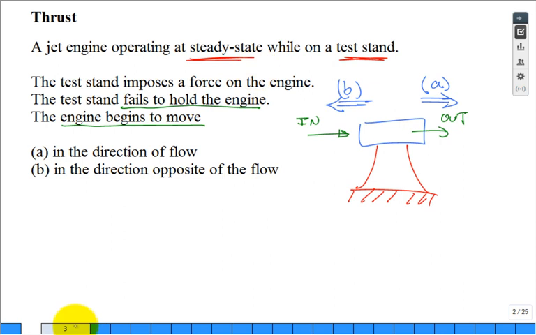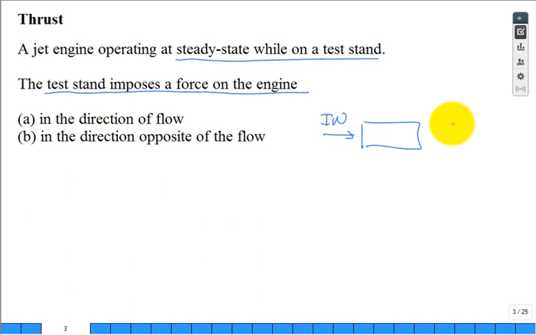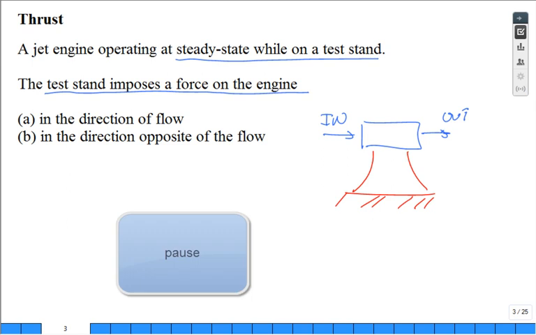And this is the way it's framed in Wiley Plus. A jet engine operates at steady state while on a test stand. The test stand imposes a force on the engine in the direction of the flow, or in the opposite direction of the flow. Again, here's my jet engine. Here's my inlet. There's my gases going out. That's the direction of flow. I have a test stand sitting here. The test stand imposes a force on the engine in the direction of the flow or in the opposite direction of the flow.